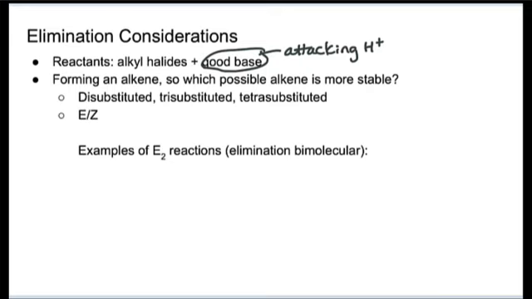A carbon-carbon double bond is a product, and so major considerations here are, are we making the most stable possible product? Recall that we know a lot about disubstituted, trisubstituted, tetrasubstituted, and even E and Z types of alkenes. Whenever we're proceeding with an elimination reaction, we're forming an alkene, and we want to try to form the most stable product possible. So this is going to be a stability of products consideration.